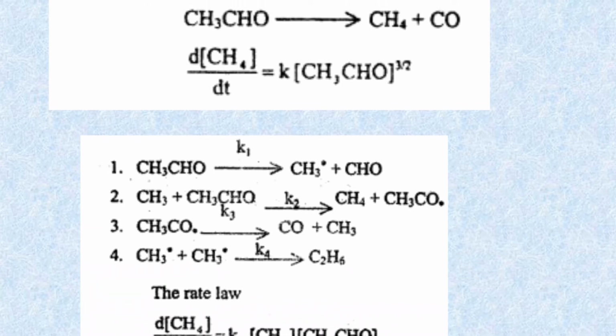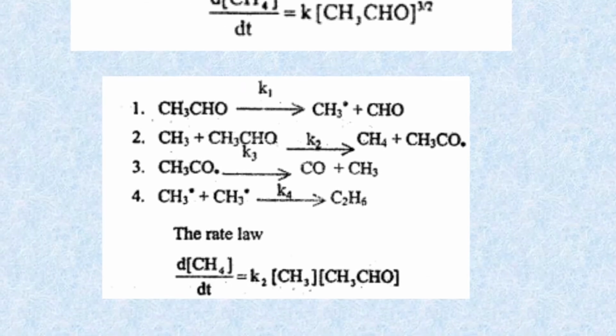First, in the first step acetaldehyde decomposes to a methyl radical and a CHO radical. Then the CH3 radical combines with acetaldehyde to form CH4 and a CH3CO radical. The CH3CO radical decomposes into carbon monoxide and a CH3 radical. The CH3 radical combines with another CH3 radical to form a C2H6 molecule.